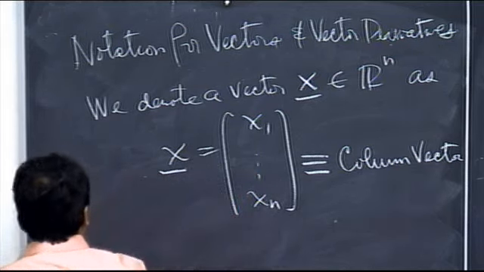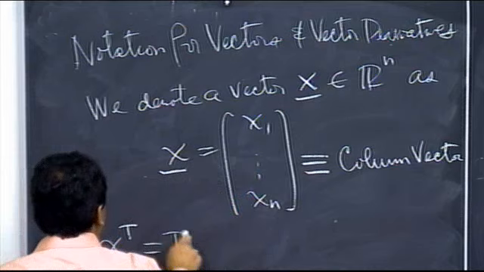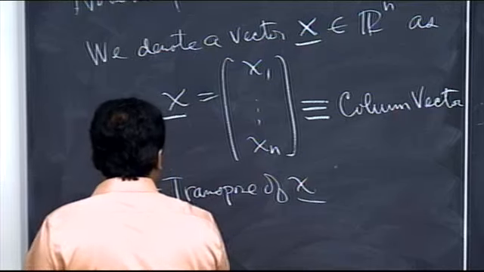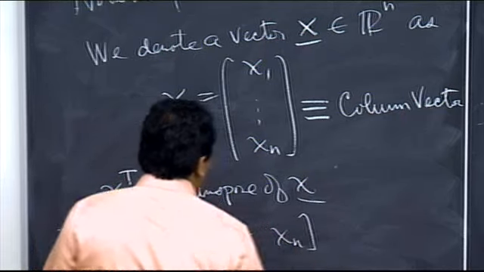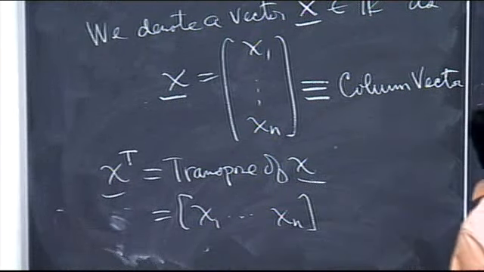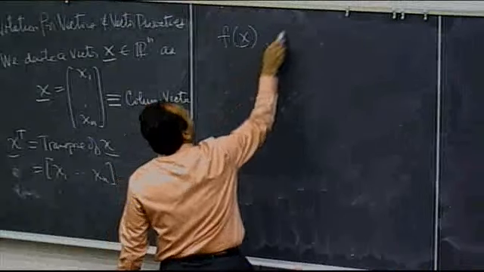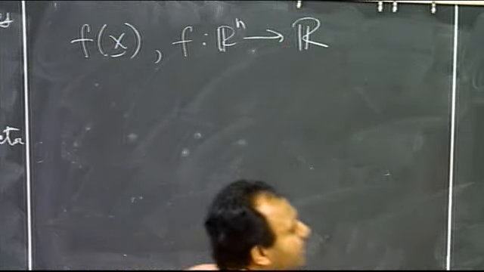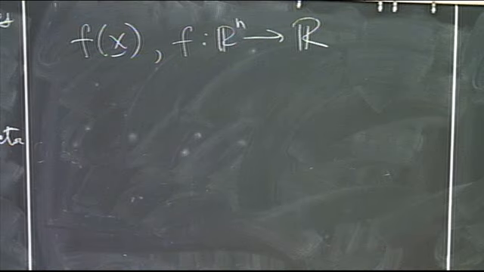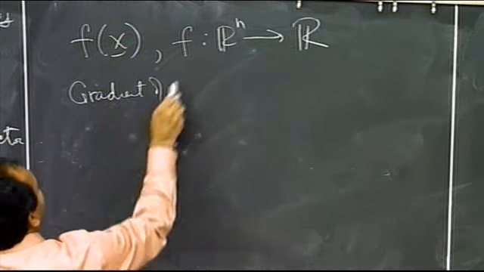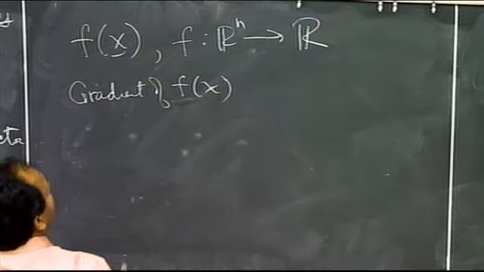And then we say that x transpose is the transpose of x, which is a row vector, x1 to xn. Now, when we have functions of these things, so if I say f is a function of x, where f is a mapping that goes from Rn into R, right? So it takes vectors in n dimensions and it maps me to real numbers. Then what we do is we construct this thing called the gradient. So the gradient of f of x, it's not a vector, it's a scalar, is given as follows.